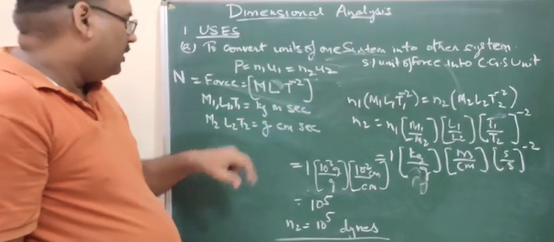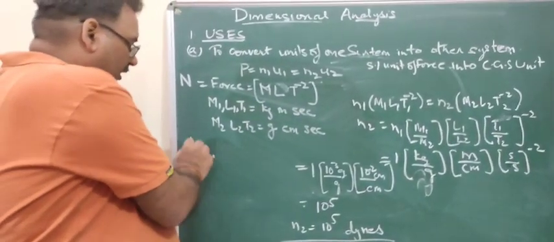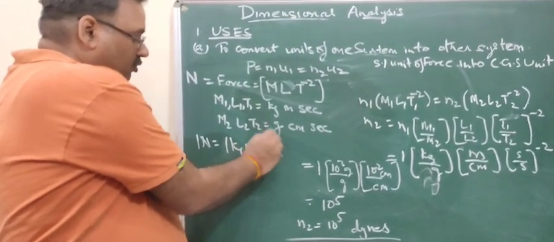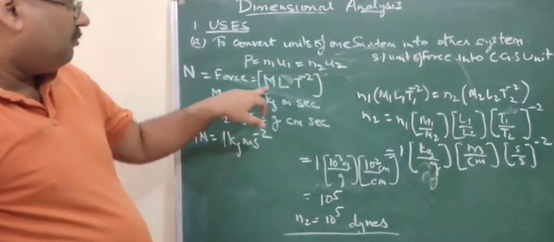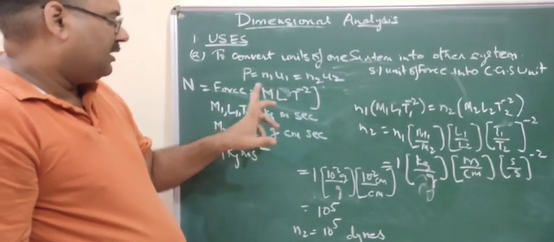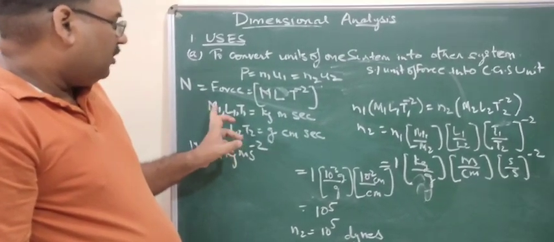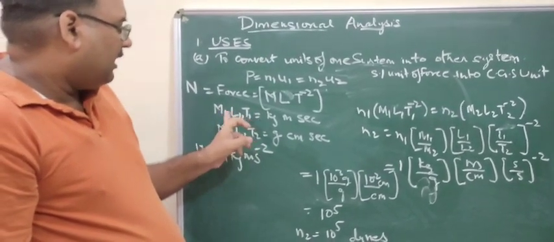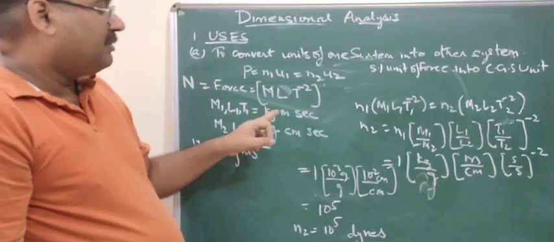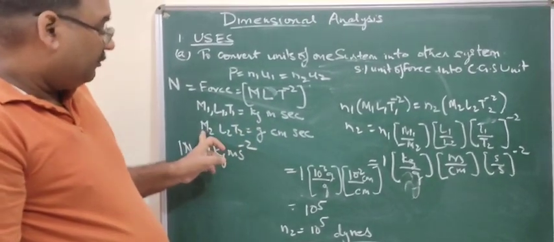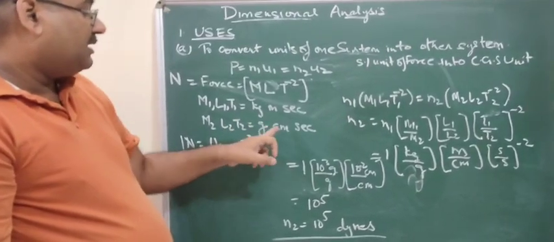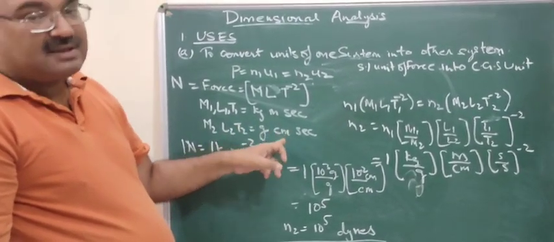By the formula, 1 Newton is equal to 1 kilogram meter per second square. Now we have taken M1, L1, T1. M1 represents kilogram, L1 represents meter, T1 represents second. In the second, CGS system, M2 represents gram, L2 represents centimeter, and T2 represents second.